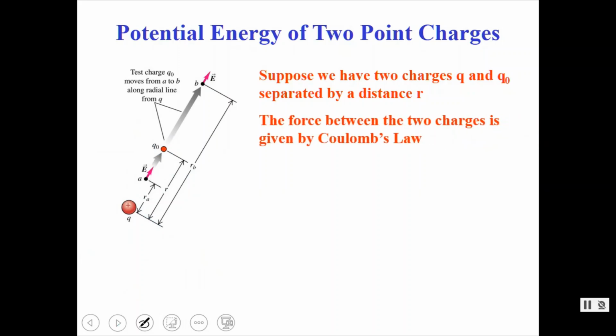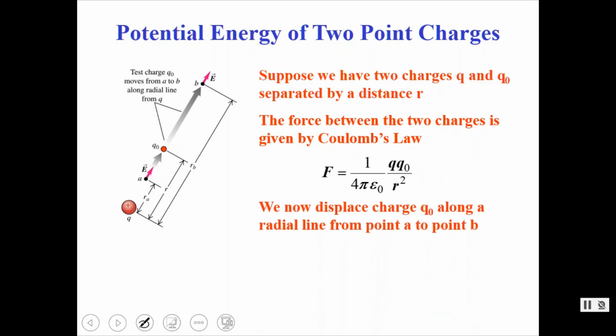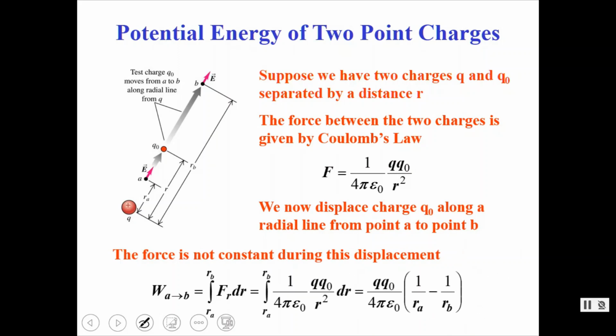So you could describe the force by Coulomb's law, whereas before we described the force with the parallel plate definition. Coulomb's law says that our force is going to be 1 over 4 pi epsilon naught, Q times Q0 over r squared. So now if we actually move Q0 by whatever means, we don't know how it's being moved, just as it moves from A to B, the force isn't constant. So we're going to have to integrate.